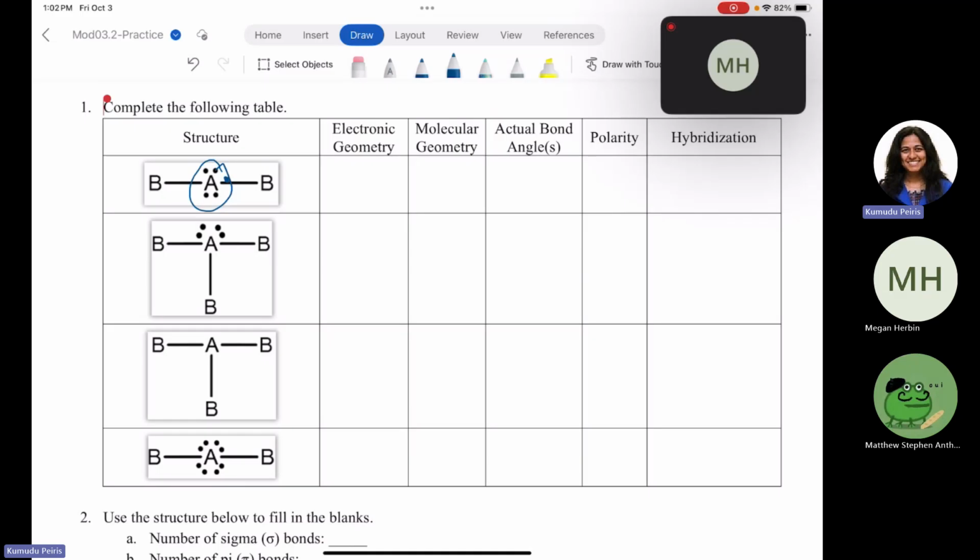When we count the number of electron domains around this A, we find four things: two lone pairs, two unshared lone pairs, and two sigma bonds. So there are four things around it, and the electronic geometry will then be tetrahedral.